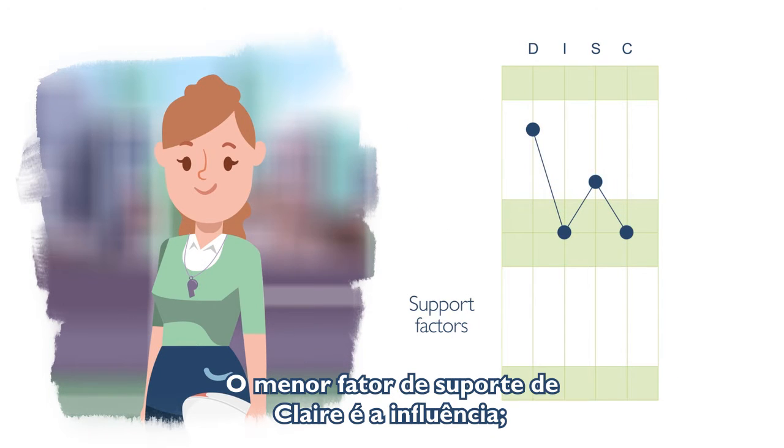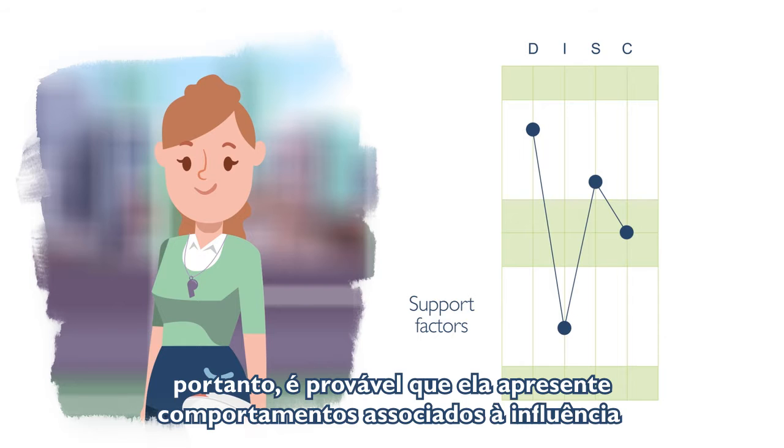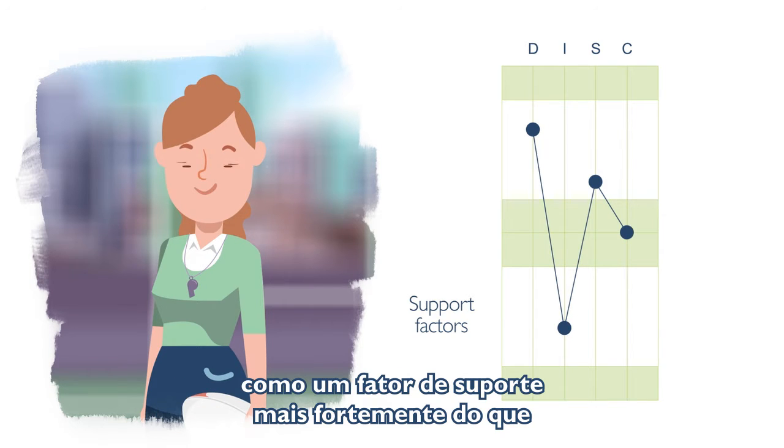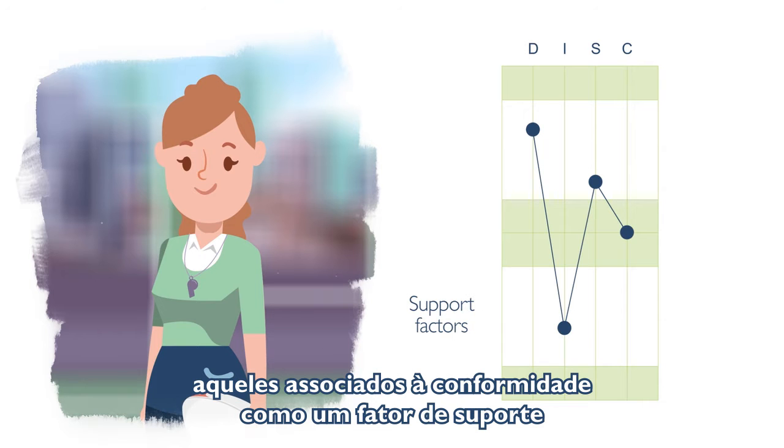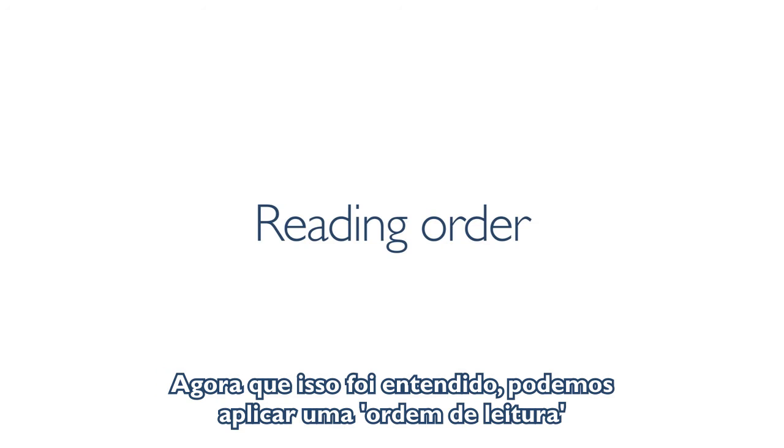Claire's lowest support factor is influence, so she is likely to display behaviours associated with influence as a support factor more strongly than those associated with compliance as a support factor. Now that this is understood, we can apply a reading order.